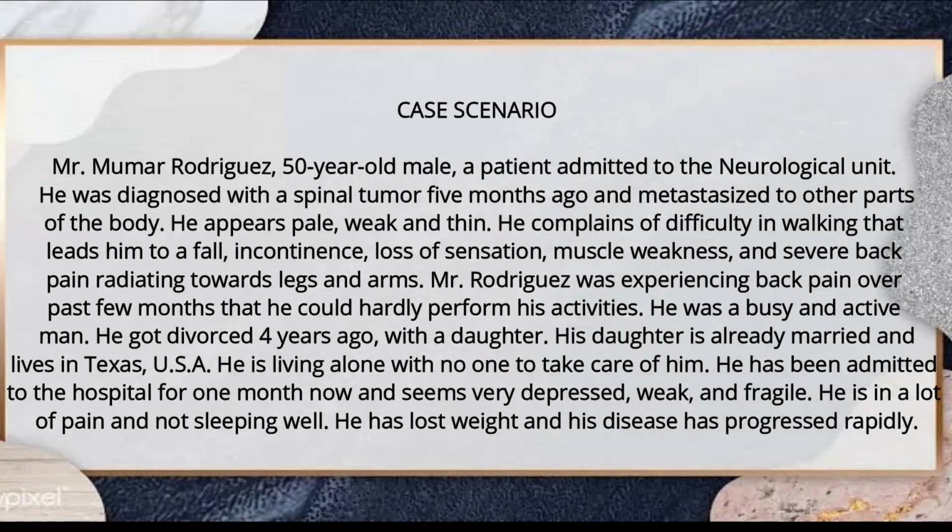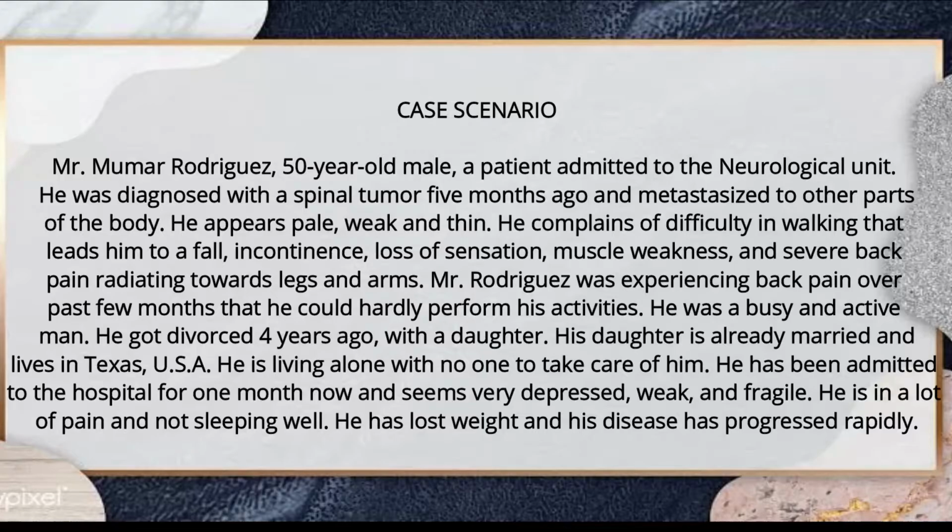Mr. Rodriguez, a 50-year-old male, is a patient admitted to the neurological unit. He was diagnosed with a spinal tumor 5 months ago, and it metastasized to other parts of the body. He appears pale, weak, and thin. He complains of difficulty in walking that leads to falls, incontinence, loss of sensation, muscle weakness, and severe back pain radiating towards his legs and arms. Mr. Rodriguez was experiencing back pain over the past few months so that he could hardly perform his activities.